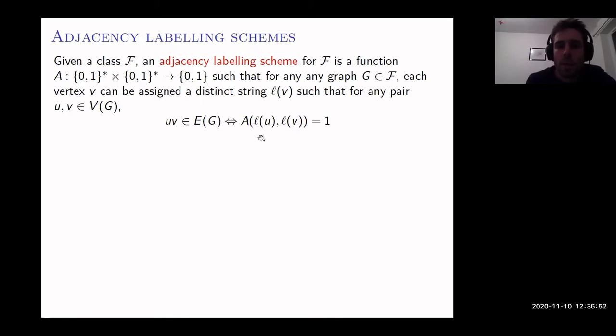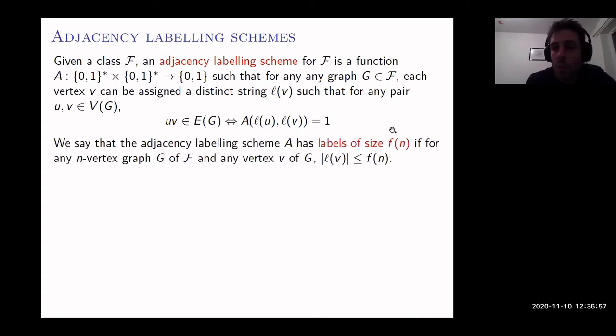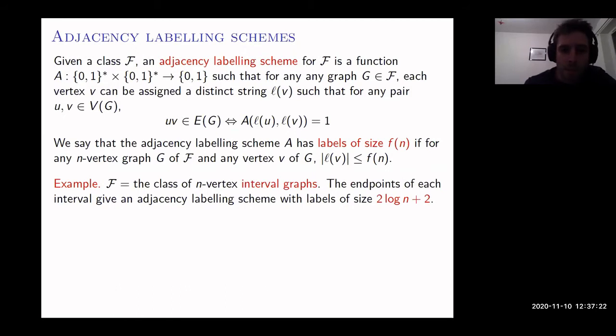So an adjacency labeling scheme always exists, but again, what you want is to find a small one. So you want to minimize the number of bits in each label. We say that we have an adjacency labeling scheme with labels of size f of n if for any n-vertex graph in my class and any vertex v, the number of bits in the label of v is at most f of n. Let's see a classical example. Let F be the class of all interval graphs on n vertices.